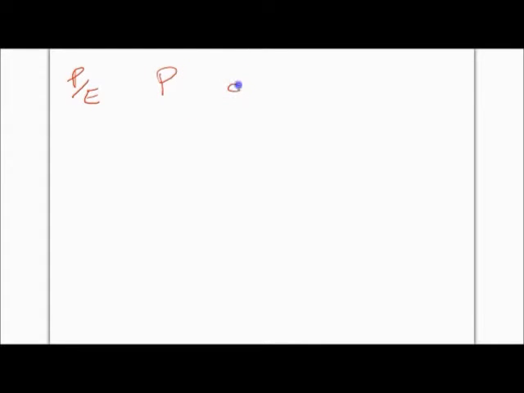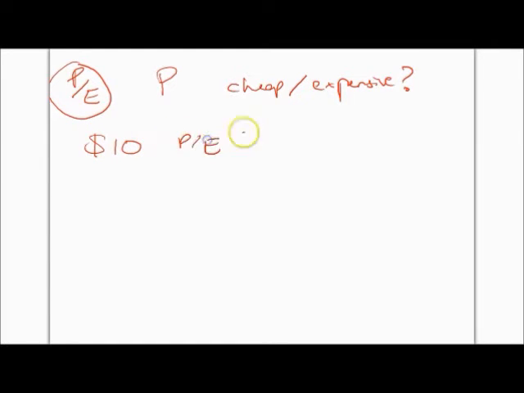Now how do we determine if a company's stock is cheap or expensive? We can use PE to help us. We cannot just base it on price. Why? Suppose we have a $10 stock, but the PE is actually 75, and we have another stock which is $100, but the PE is just 20.